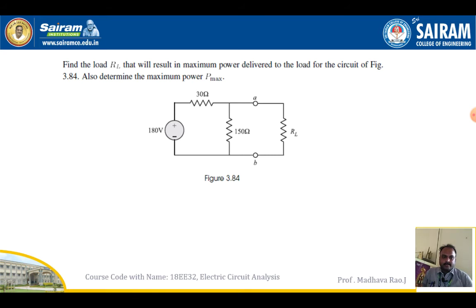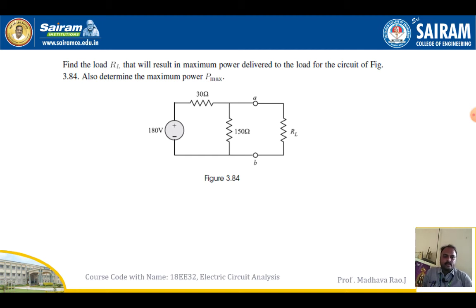So first, what is the step in the maximum power theorem? Observe the circuit, remove the RL, find the open circuit voltage, and find the Thevenin's resistance. If Thevenin's resistance is equal to load resistance, then maximum power will be delivered. So two values we have to find out: one is the open circuit voltage VOC or Vt, and the other is Thevenin's resistance RT.